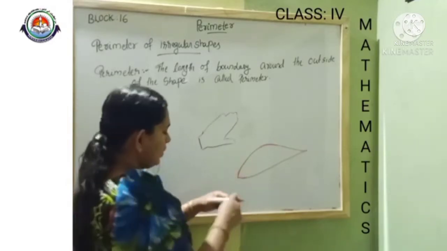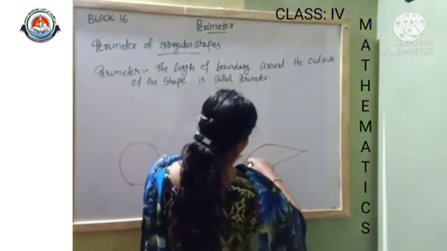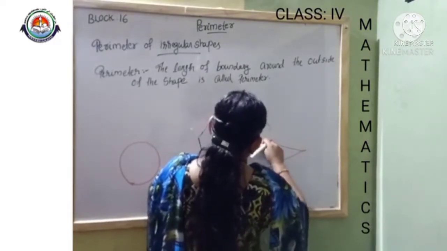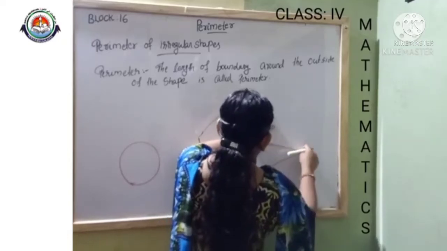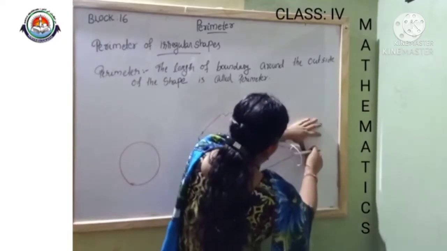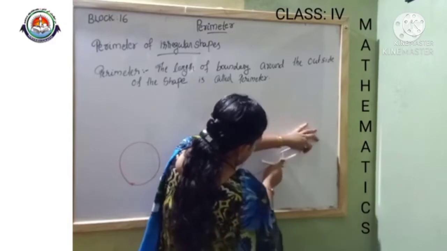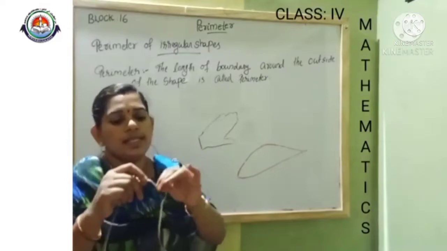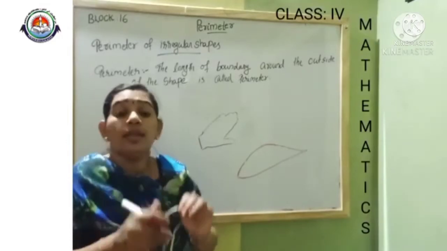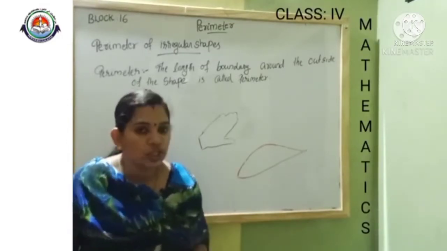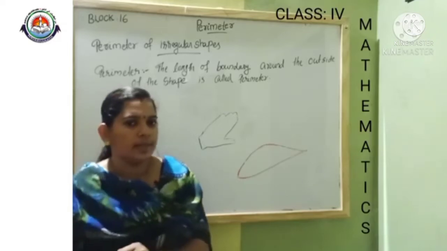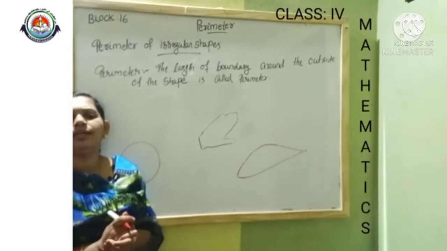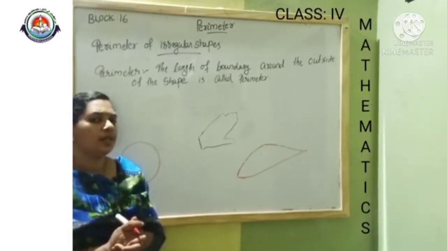Using string. You just keep this string like this, then from here, this much. Then using a ruler you want to measure it. Got it? Now it is clear how to find the perimeter of irregular shapes.